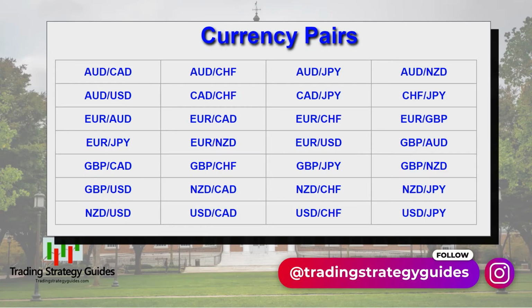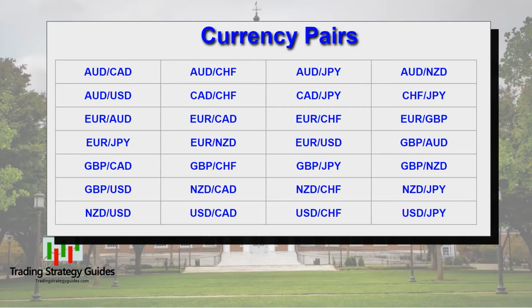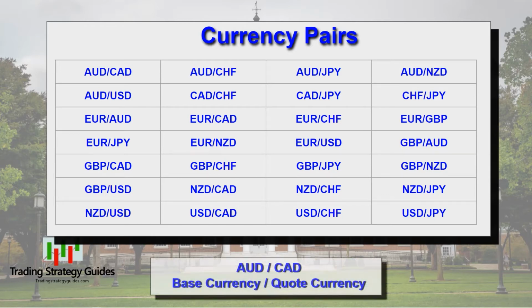That's 28 different pairs. The left-hand currency in each of these pairs is called the base currency. The right-hand currency is called the quote currency. For example, the very first pair listed is the Australian dollar-Canadian dollar currency pair. Yes, I put these in alphabetical order because I'm just a little bit OCD like that. In this case, the Australian dollar, or the Aussie, as it is affectionately known, is the base currency, and the Canadian dollar, or loonie, is the quote currency.